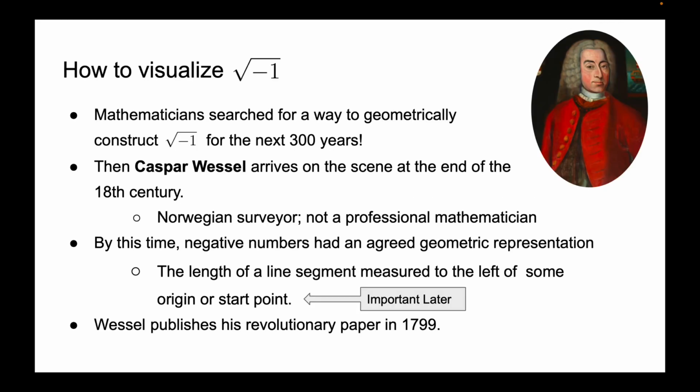But once mathematicians had rationalized the use of the square root of negative 1, they wanted to be able to geometrically construct it, and they tried to do this for the next 300 years. But it wasn't until a non-professional mathematician, Caspar Wessel, in the 18th century, came along and figured it out. Now, by this time, the geometric representation of negative numbers was generally agreed upon to be the length of a line segment measured to the left of some origin point. This may seem irrelevant now, but it will be important later, particularly in Wessel's 1799 paper.